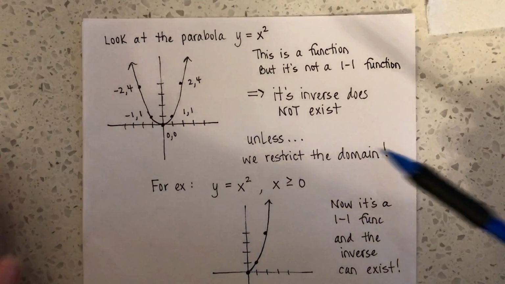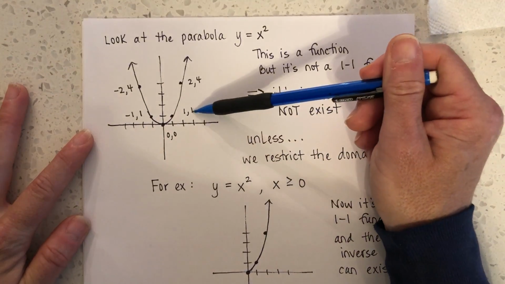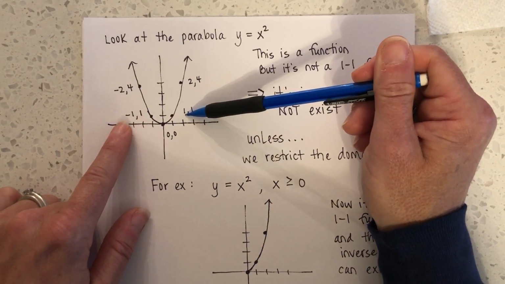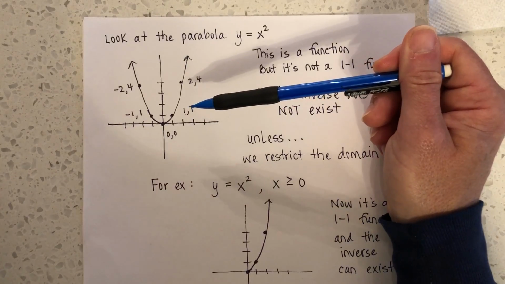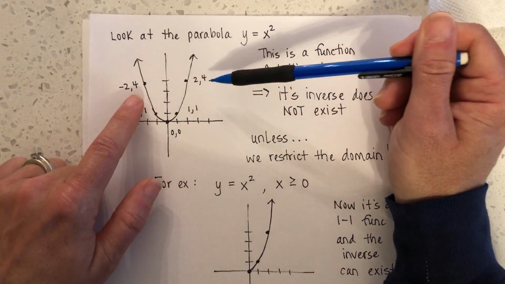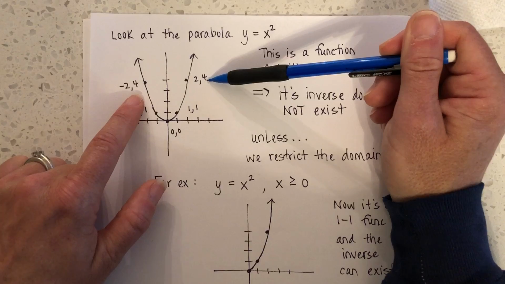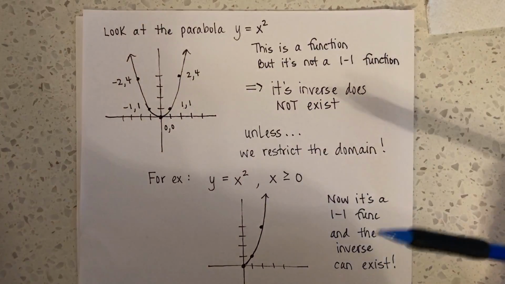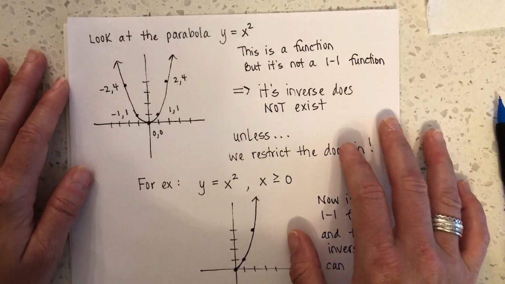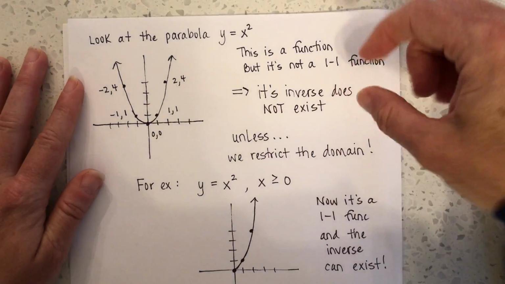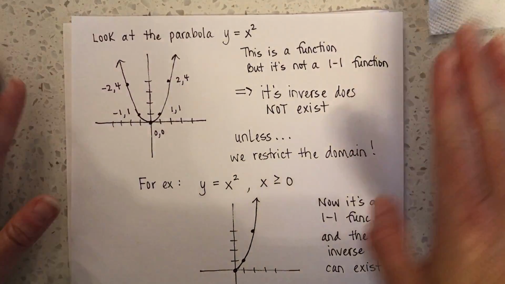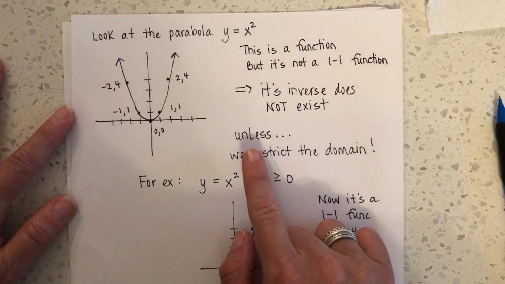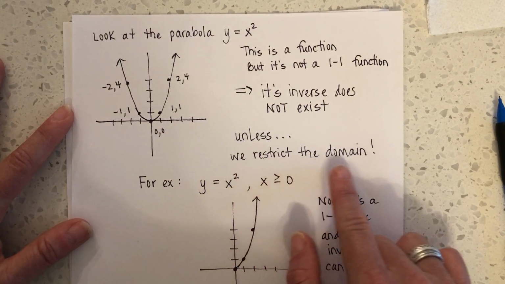right? So if I was to plug, let's say, 1 into the inverse, guess what? A 1 or a -1 could come out of that inverse, and that's not a function. If I was to plug 4 into the inverse, a 2 or a -2 could come out. That's not a function. So this not being a one-to-one function means that his inverse does not exist. This graph cannot have an inverse function unless we restricted the domain.